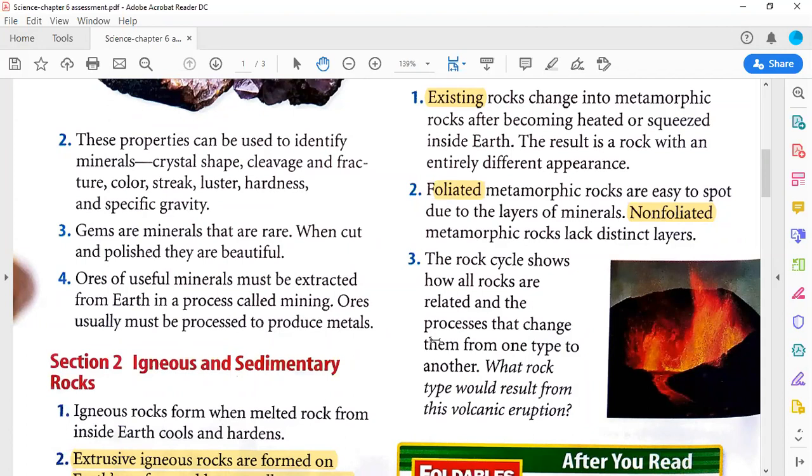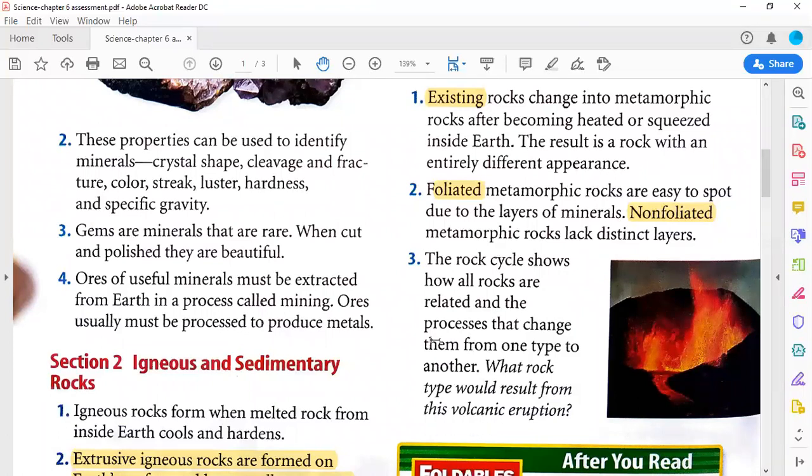Because of weathering and erosion, an igneous rock can become sediment, and the cycle will start again, right? So it goes from one thing to another. Also, a sedimentary rock can become sediment again because of weathering and erosion. A metamorphic rock, because of the same reasons, can become sediment.